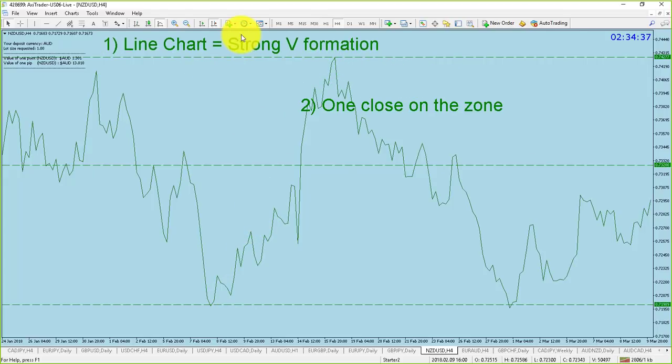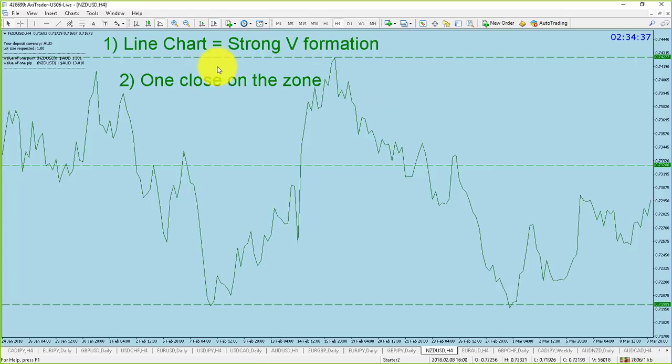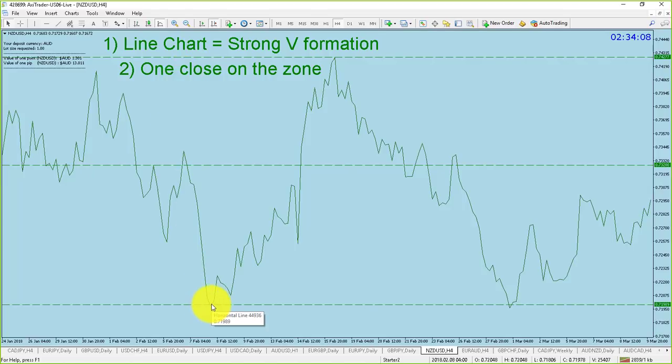And when we talk about breakouts, you'll see how that will differ quite a bit from these rules. Is everyone clear on this? Does this make sense? When I say that a hard bounce has two really defining characteristics. One is that you get a really strong V formation bounce, and two, that you're only going to really typically see one close on the zone, and that's it. After that, the rest of the candles will close far away from the zone.